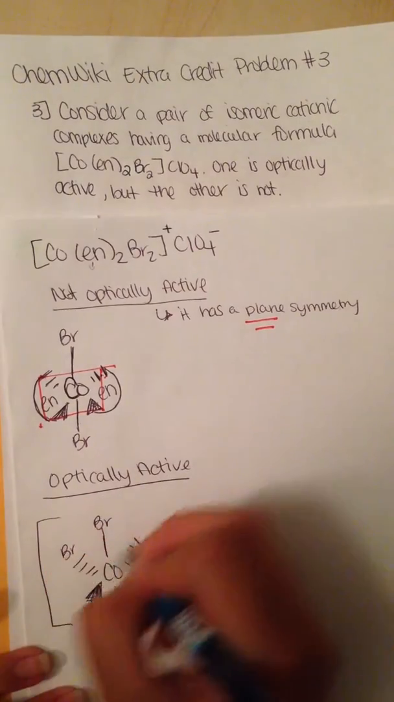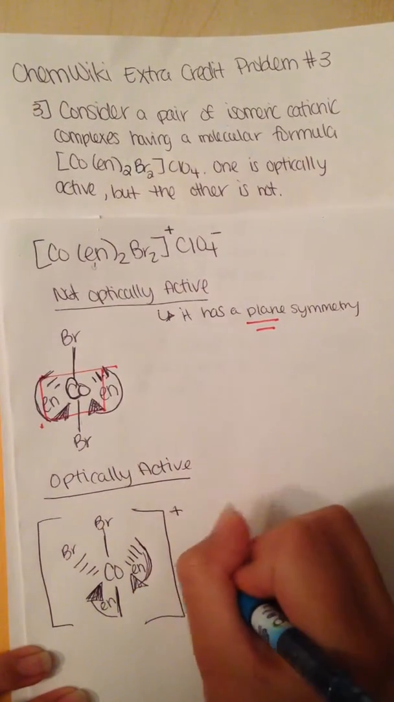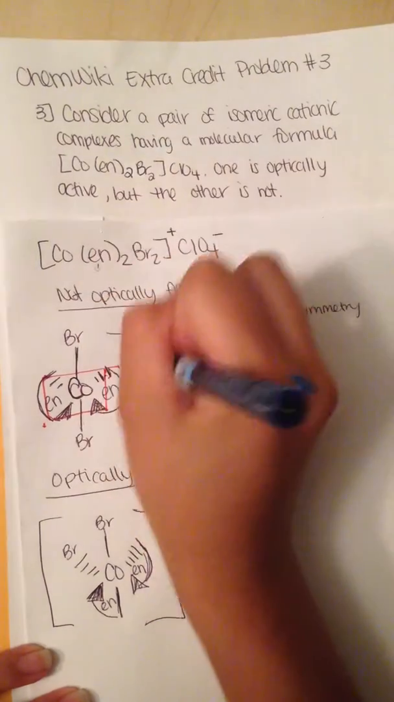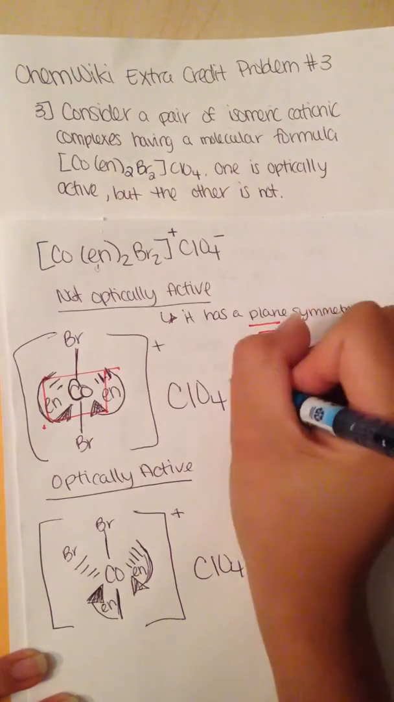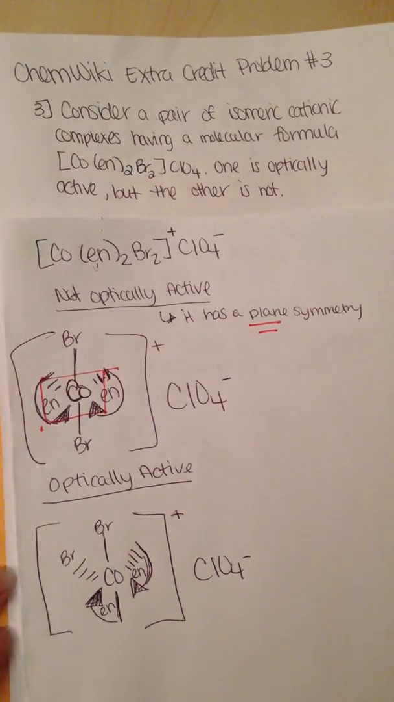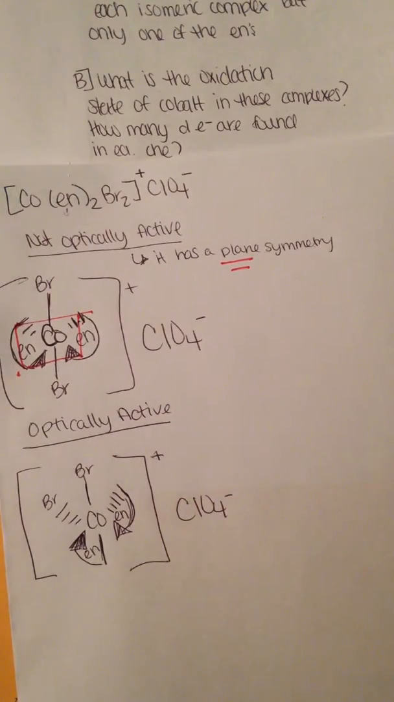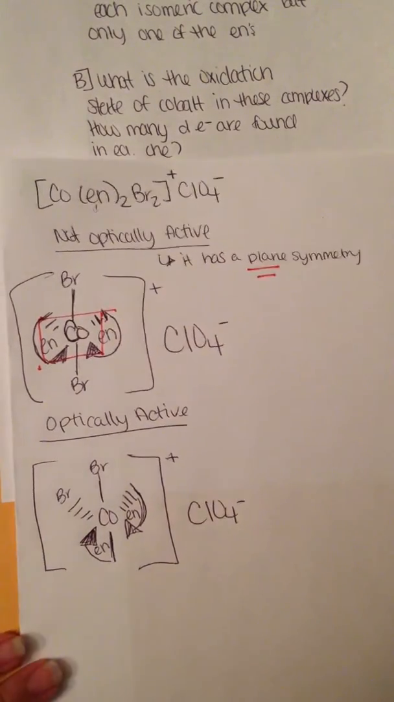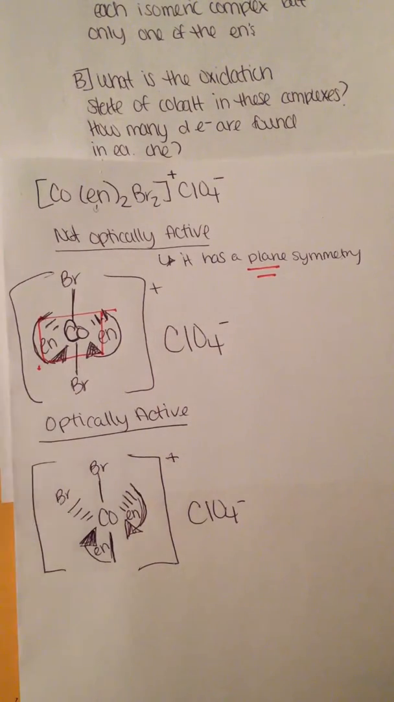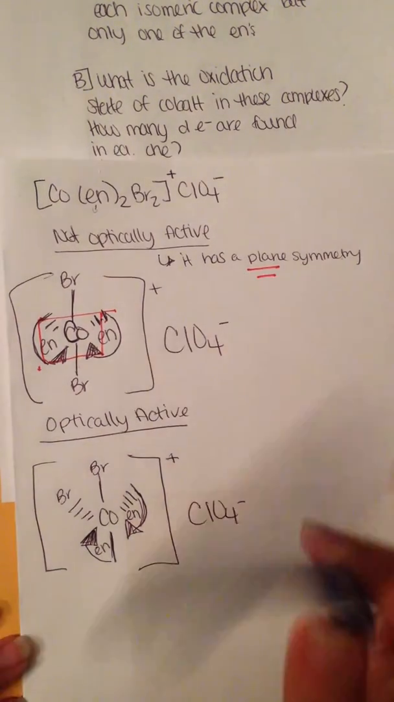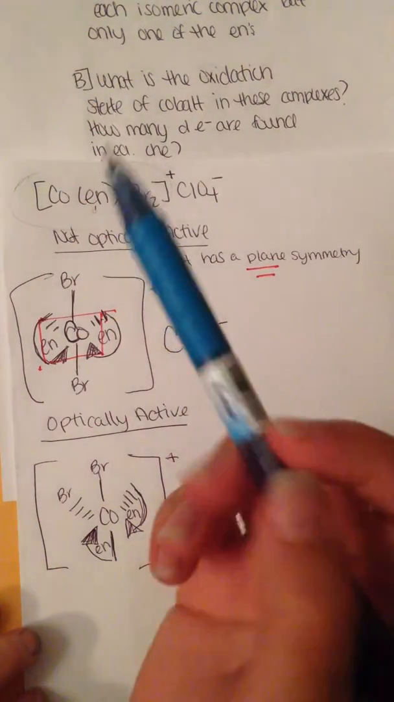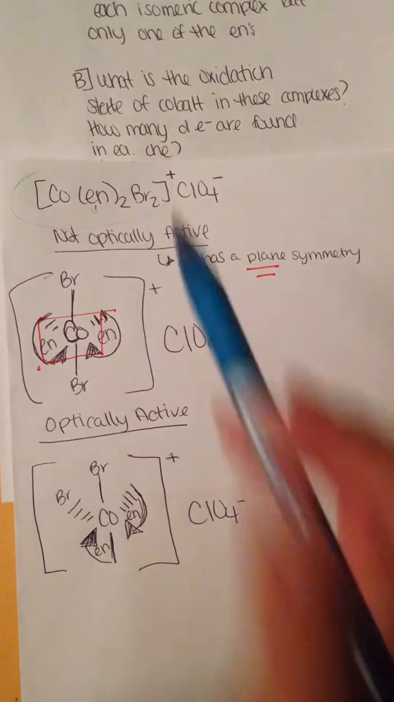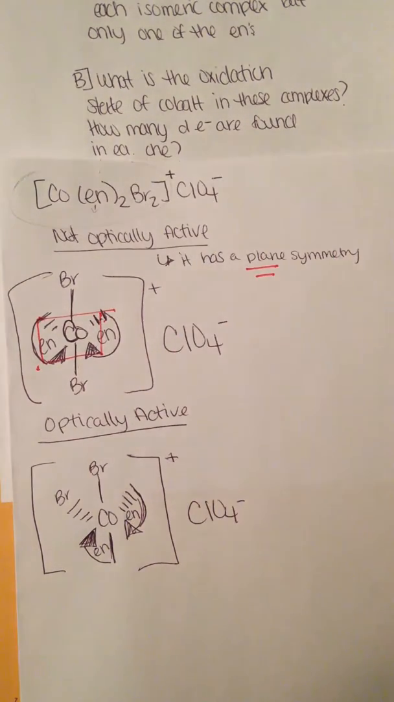So plus ClO4, and let's make sure we write that on here. That's still part of the complex. Okay, that's for part A. And for part B, we want the oxidation state of cobalt. So, because it's an isomeric cationic, we know that the overall charge of this complex right here is positive. So it means it has one less electron, because the other electron comes from the perchlorate.